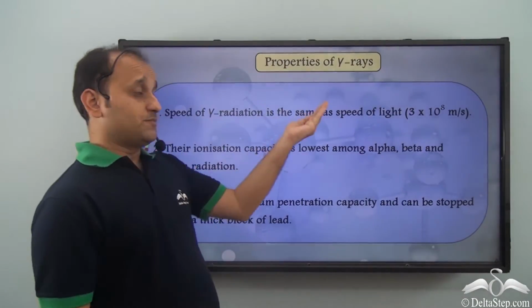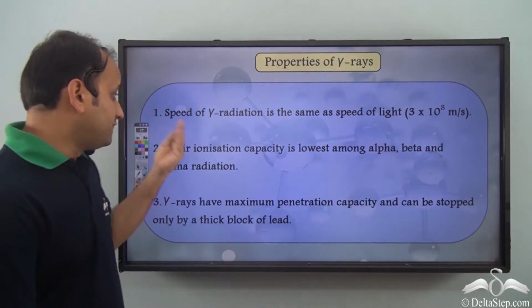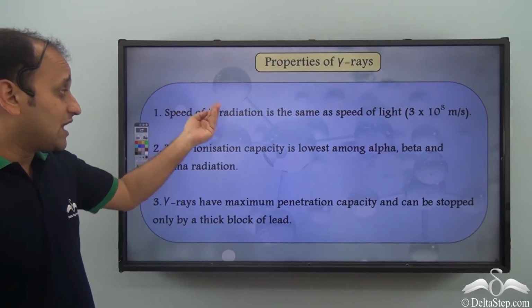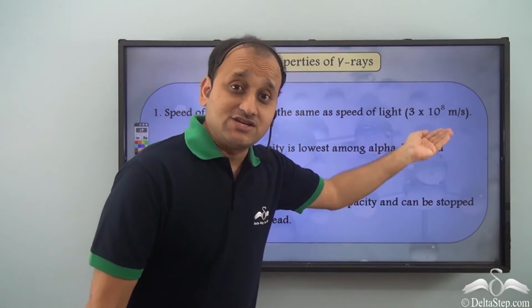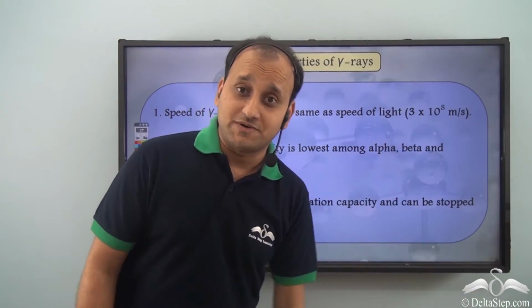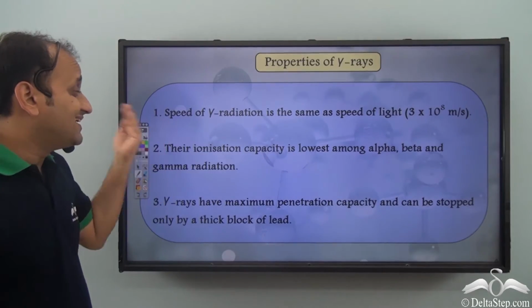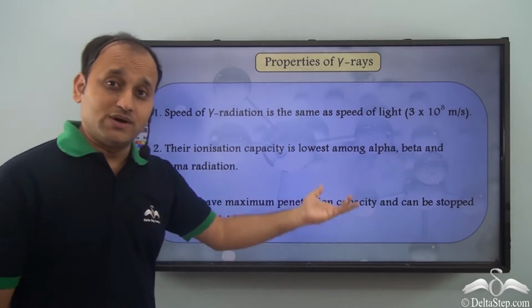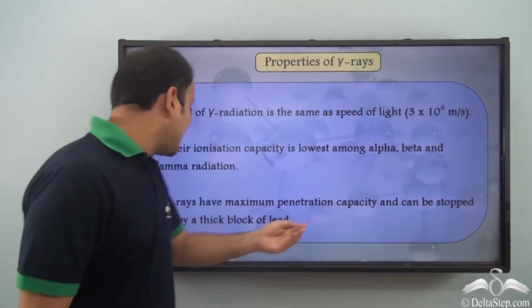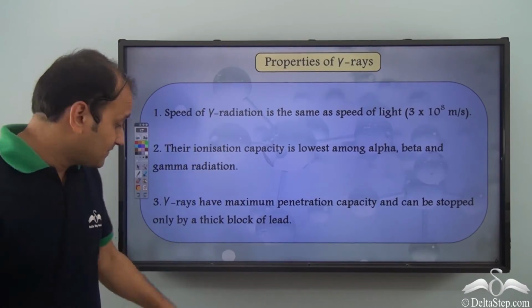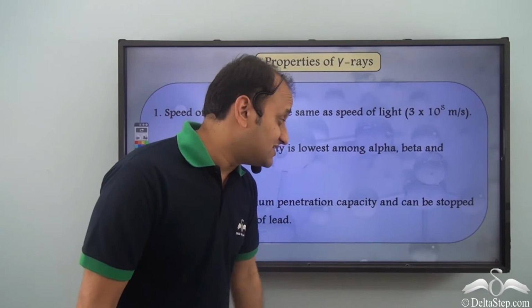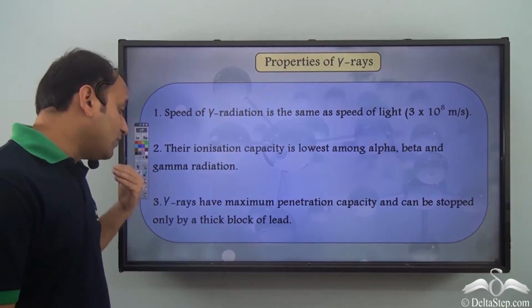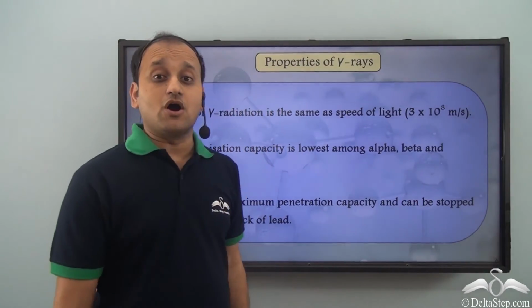Now, what are the properties of gamma rays? First property is that the speed of gamma radiation is the same as the speed of light, that is 3 × 10^8 meters per second. Also, their ionization capacity is lowest among alpha, beta and gamma radiation. And gamma rays have maximum penetration capacity and can be stopped only by a thick block of lead.